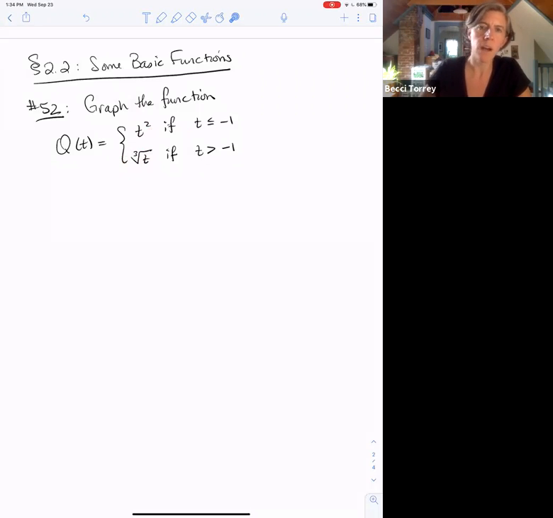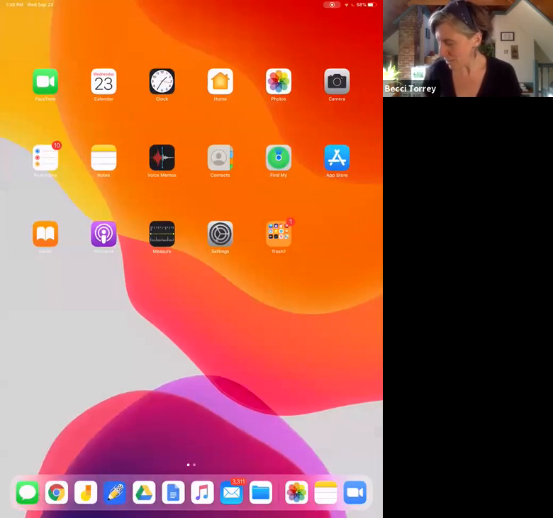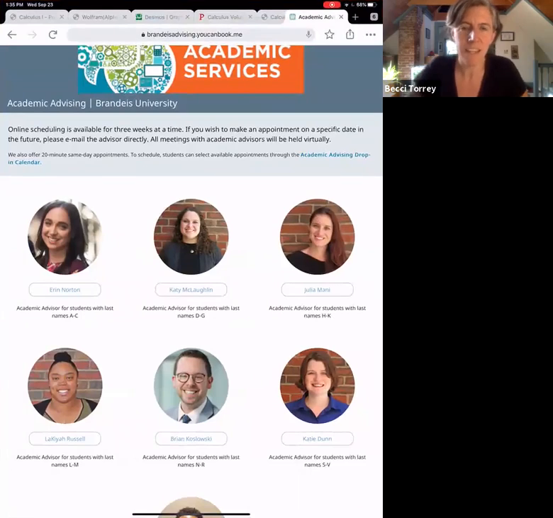Okay, so what I found is that the thing that people struggle the most with piecewise functions is understanding what this notation means and how to read it. And so I want to go to a real life example before we go into math. And so what I'm going to pull up is the academic services page.